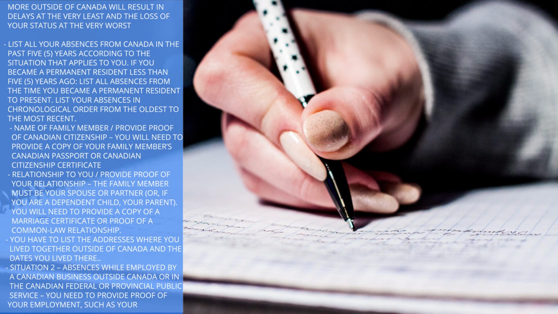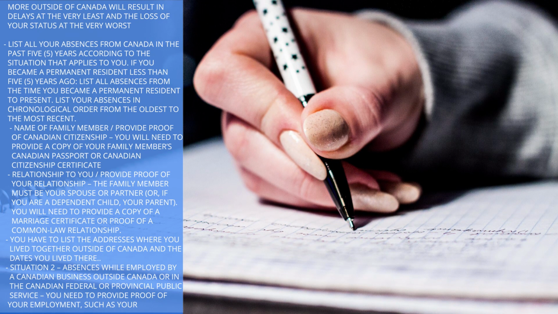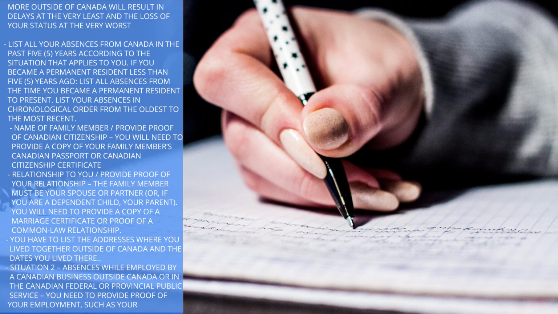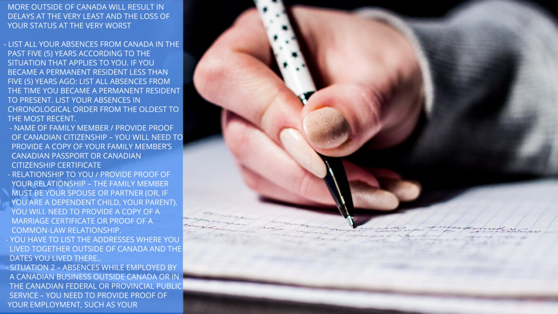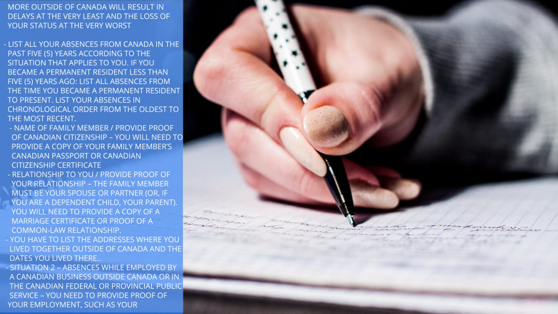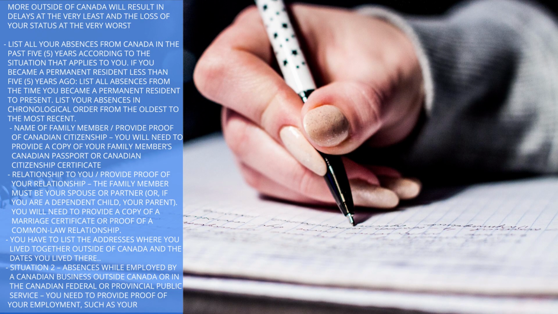1. List all your absences from Canada in the past 5 years, according to the situation that applies to you. If you became a permanent resident less than 5 years ago, list all absences from the time you became a permanent resident to present.